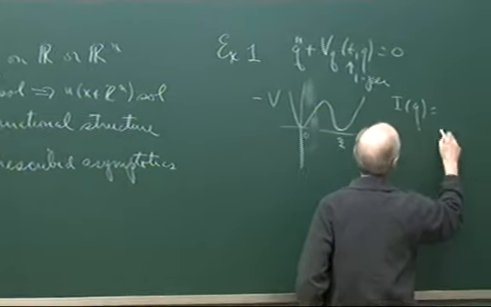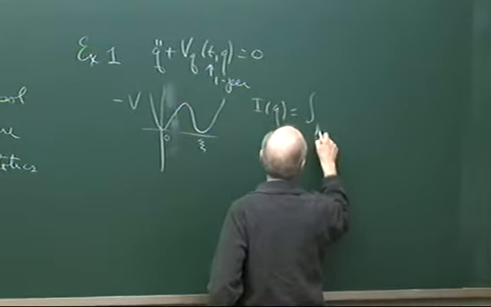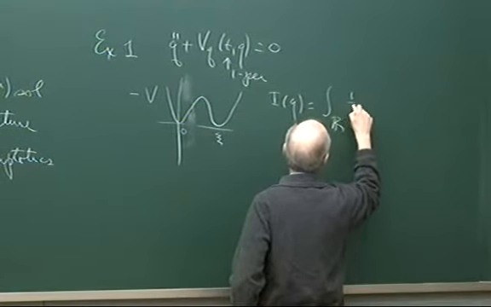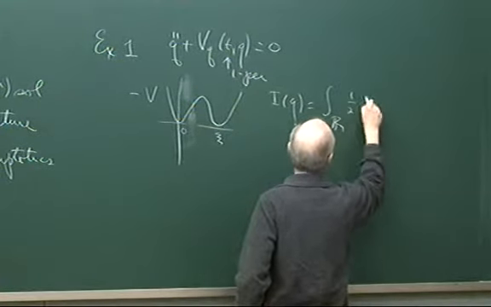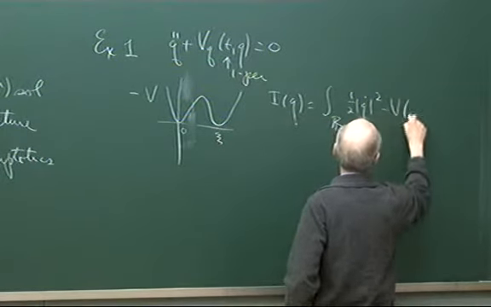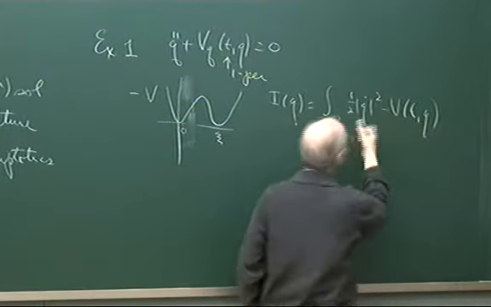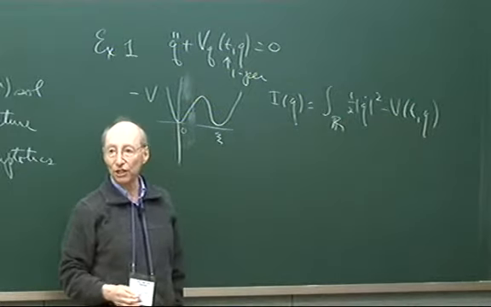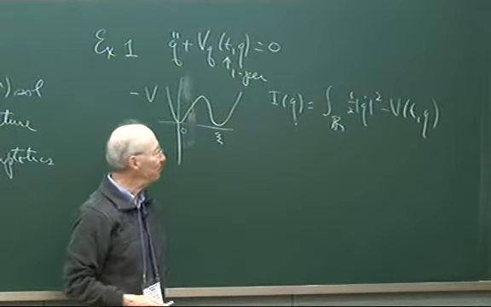I of q equals the integral over R, say, of 1/2 q dot squared minus V of t and q. That's the integrated Lagrangian associated with our system.